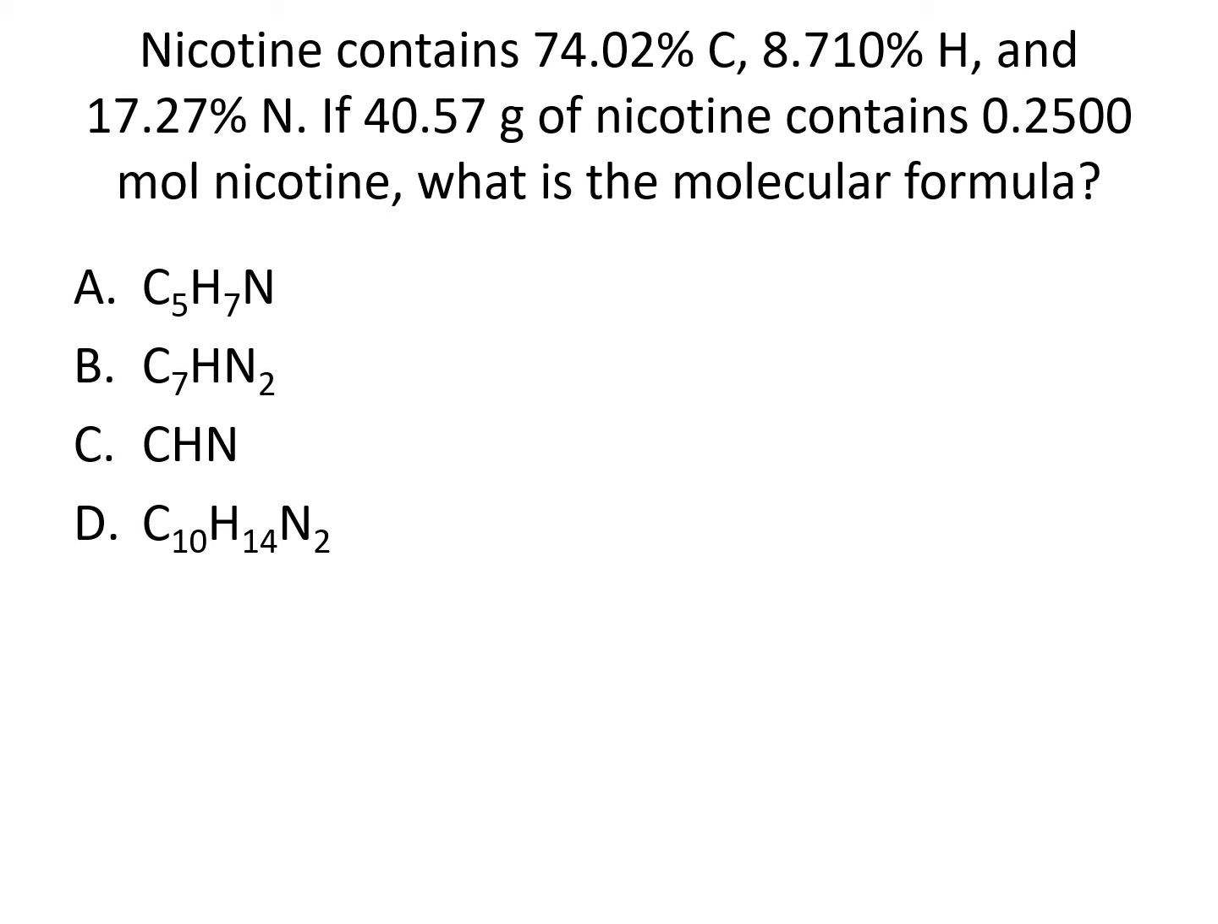The molar mass is not given to you in this problem directly. You're going to have to calculate it by using the relationship between grams and moles of the nicotine. We know that 0.2500 moles of nicotine corresponds to 40.57 grams. If you take grams and divide by moles, that gives you grams per mole, which is the molar mass. You'll take that molar mass that you calculated, along with the empirical formula that you will have calculated, and find the molecular formula.